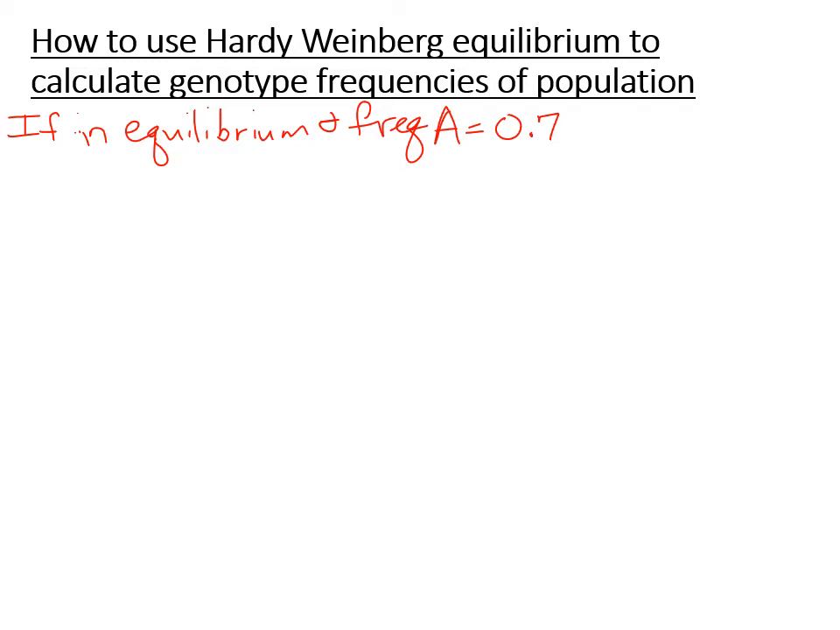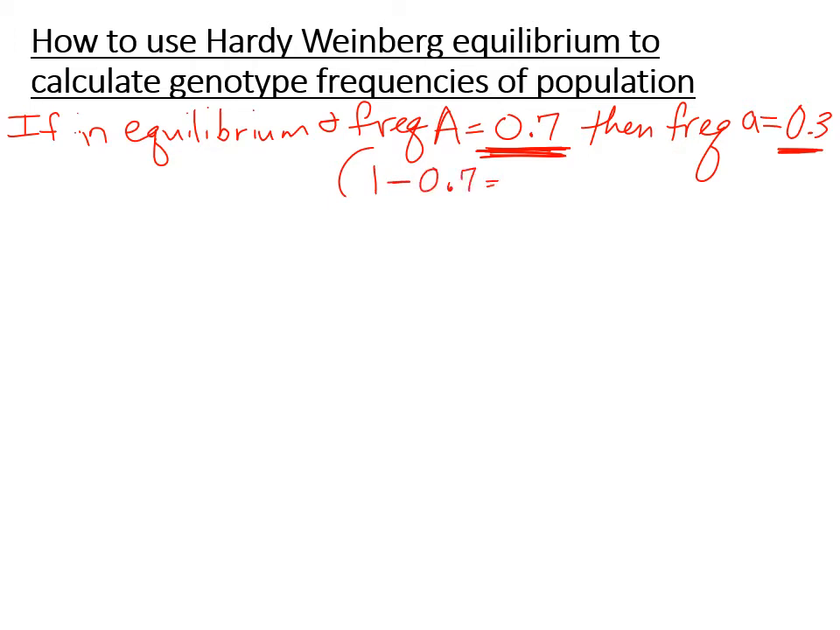Well, right away, you can figure out the frequency of lowercase a, right? Because if capital, the dominant, is 0.7, what does the lowercase have to be? 0.3, right? Because the frequency of the dominant plus the frequency of the recessive have to equal 1. So if I give you the frequency of one allele, you can automatically figure out the other by simply doing 1 minus the frequency of the first allele. Okay, and that gave me 0.3.